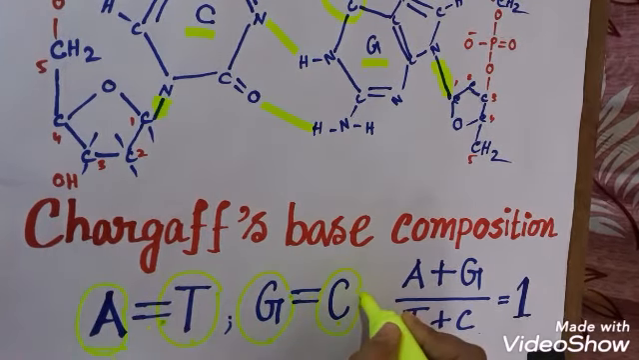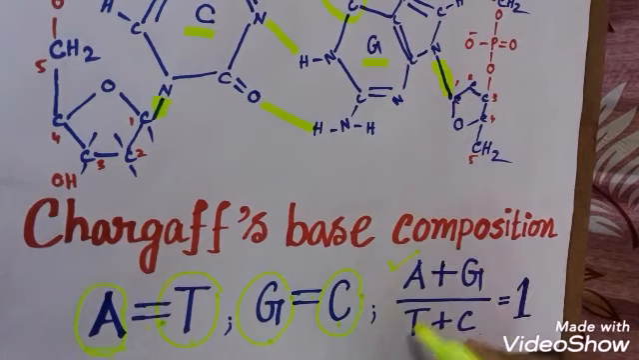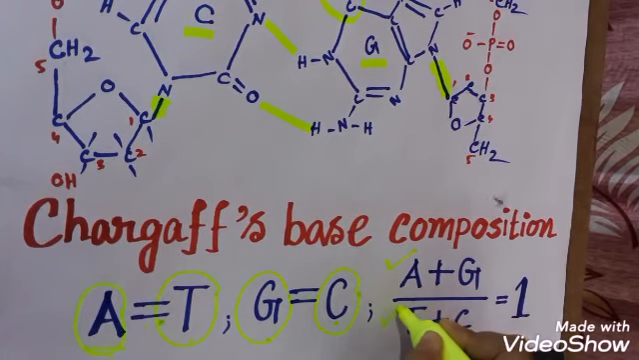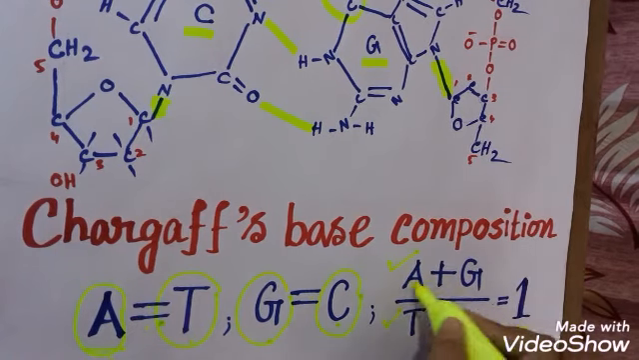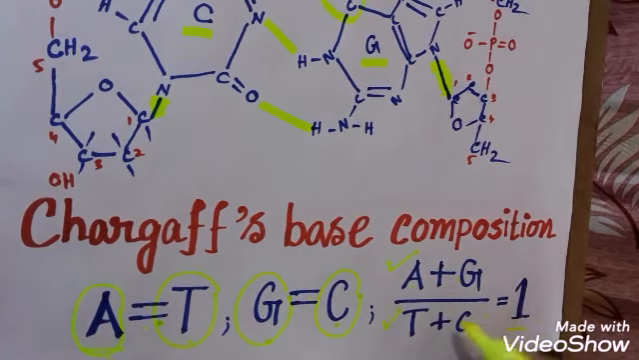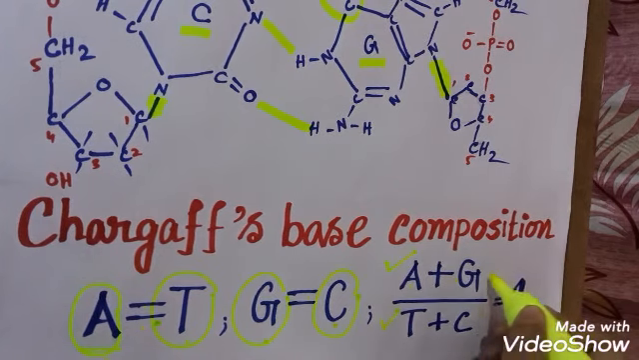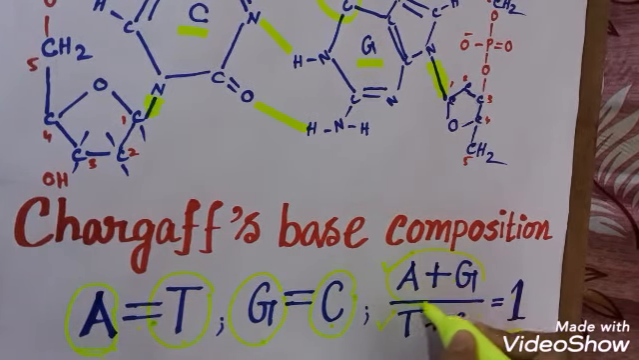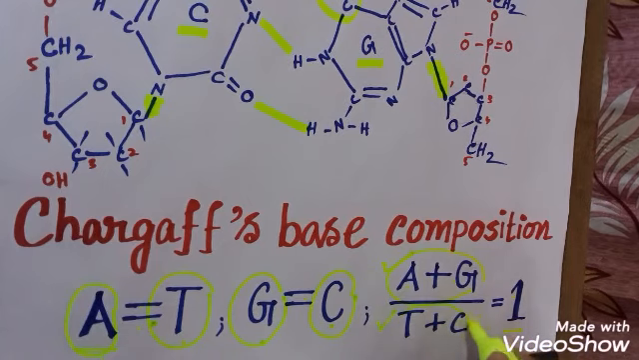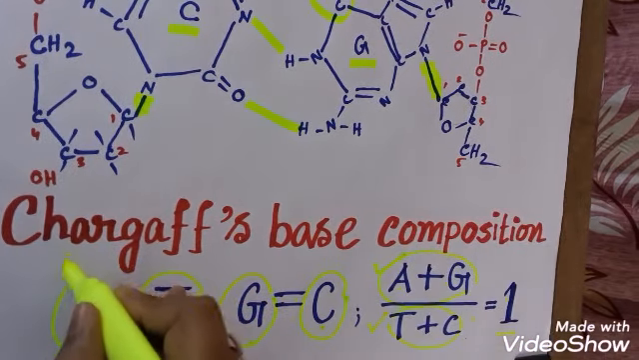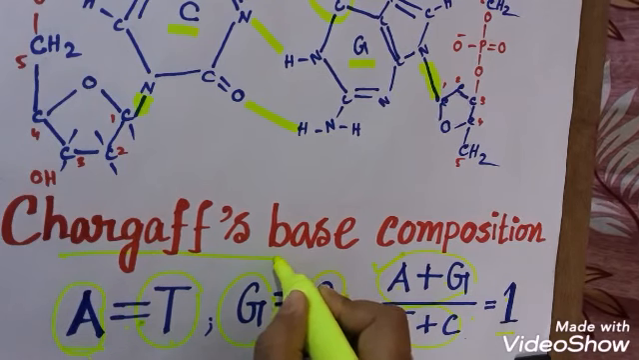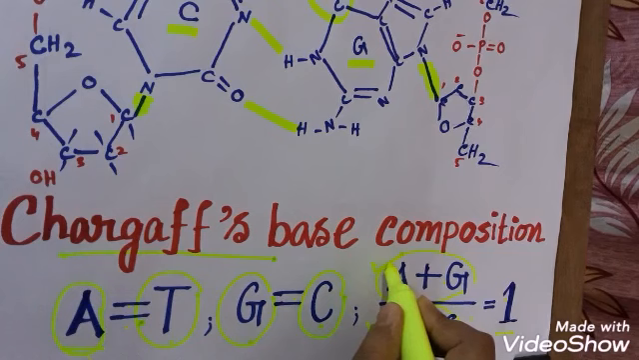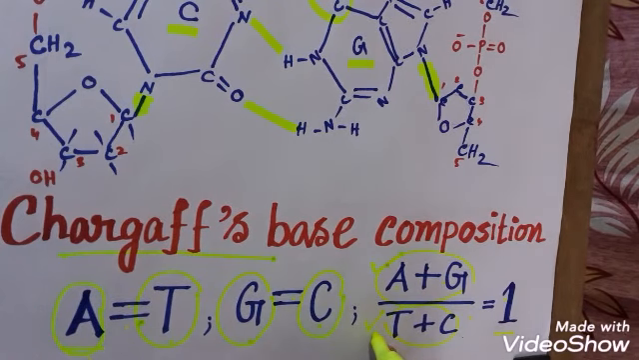It means the amount of A plus G divided by the amount of T plus C is always equal to 1. It means A plus G is equal to T plus C. The first two are purines and those two are pyrimidines. According to Chargaff's rule, it is clear that the amount of purines is equal to the amount of pyrimidines.